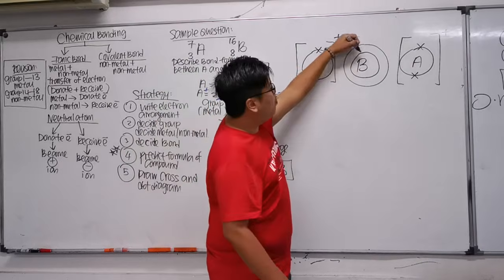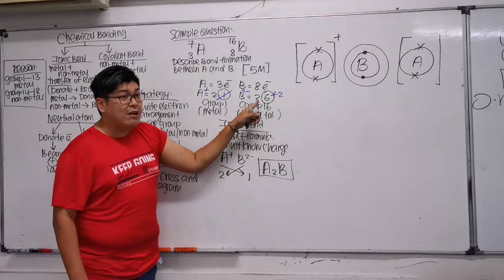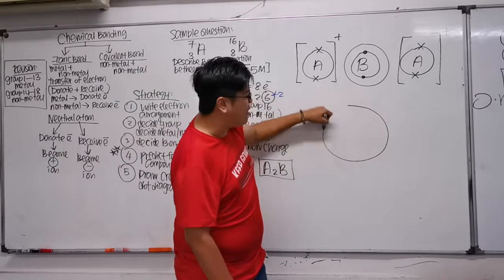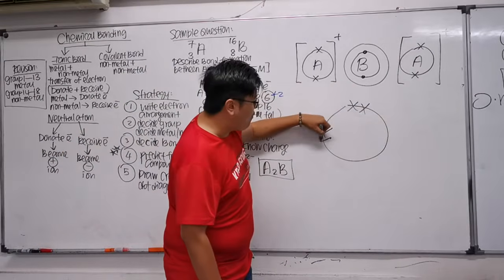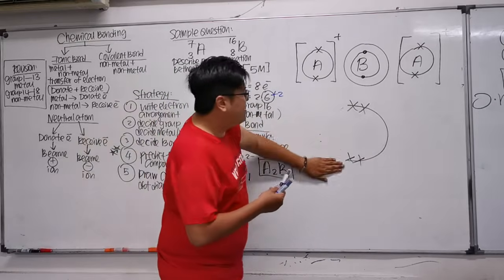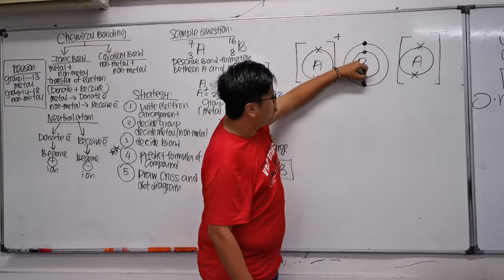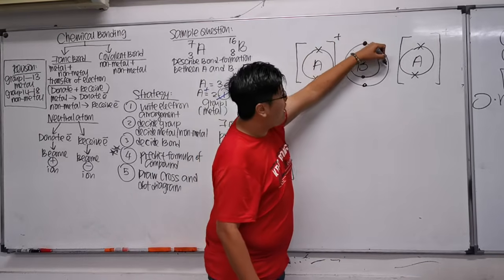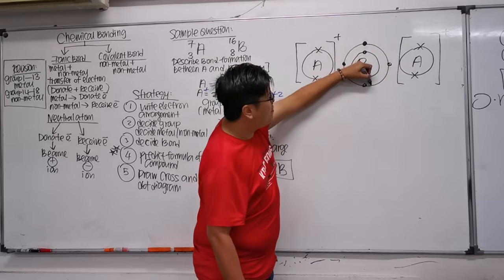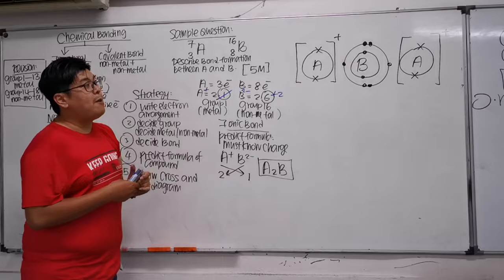Alright, so B is 2.6. Be careful, guys, how you put 6 electrons. Many people do this: 1, 2, 3, 4, 5, 6. Don't do that. This is not a good move. 6 electrons should be put this way: 1, 2, opposite, 3 and 4. Okay, then 5 and 6. I keep that. That's a better one.